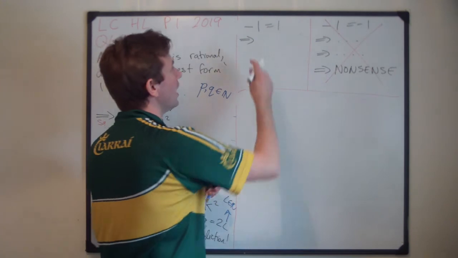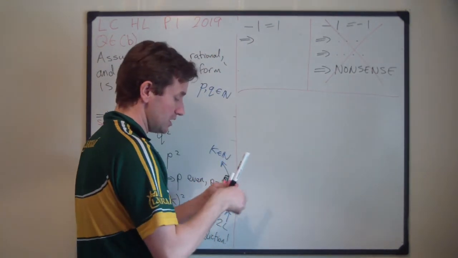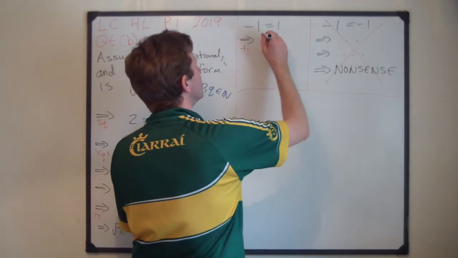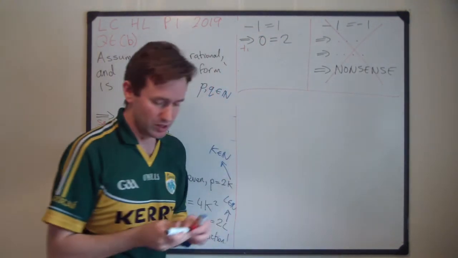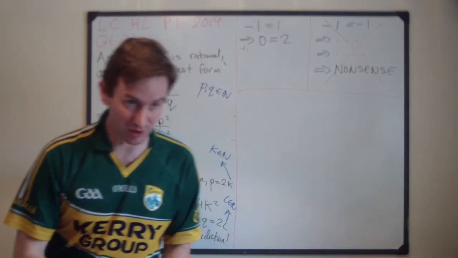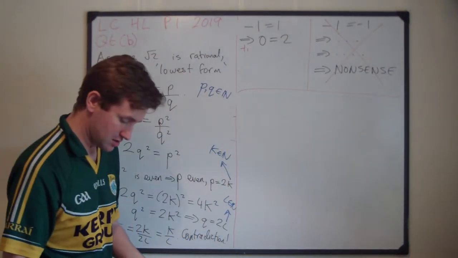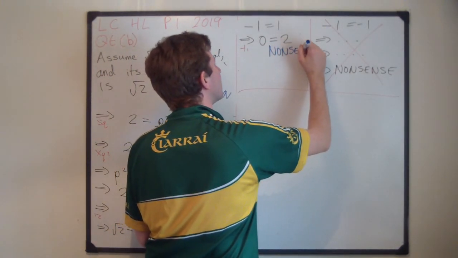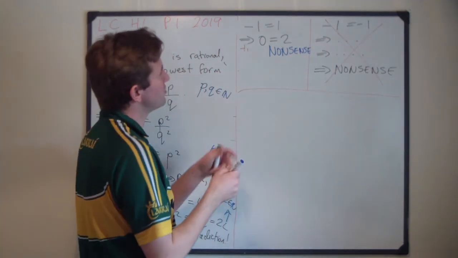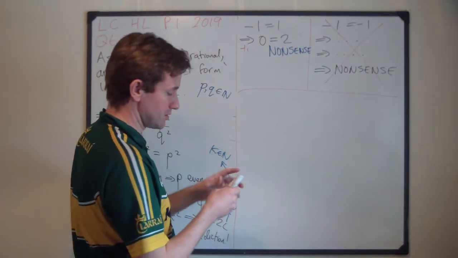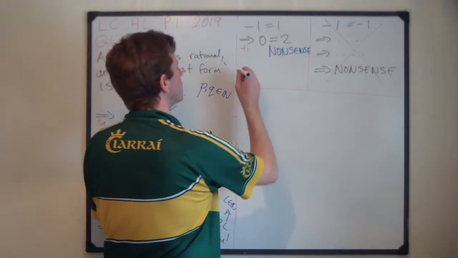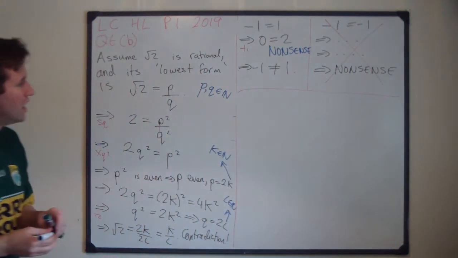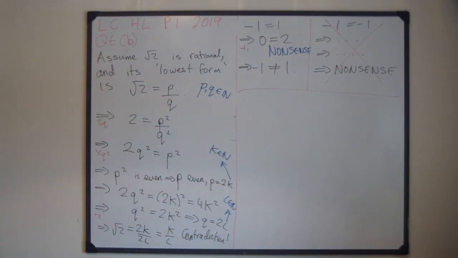So say here you add 1 to both sides, you get 0 is equal to 2. Now, why is that nonsense? That's a different question, but that is nonsense. And if you end up with nonsense, then the original thing is false. So this implies that -1 is not equal to 1. And this is the form that this argument takes.